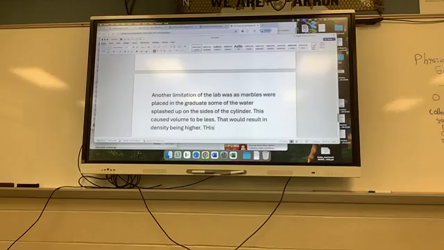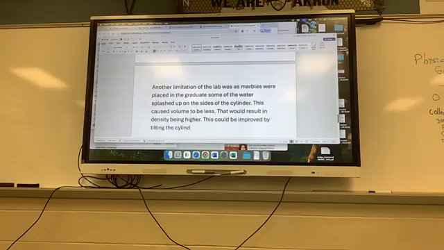How can you improve that? This could be improved by what? Instead of just plopping them straight down in, what could you do to improve that? Tilt the cylinder and roll the, yeah, you got it. This could be improved by tilting the cylinder and, I don't know, gently rolling them in, all right? And gently rolling marbles in.